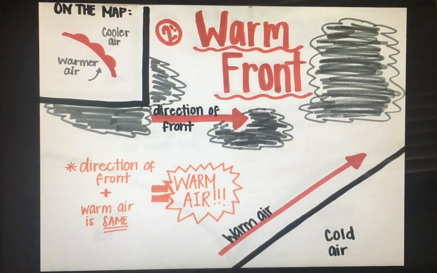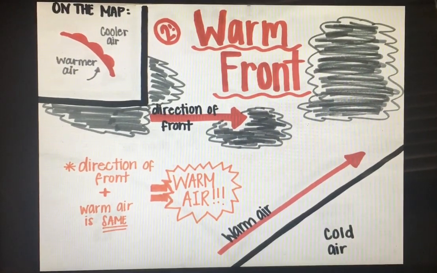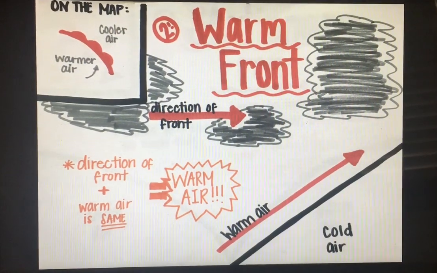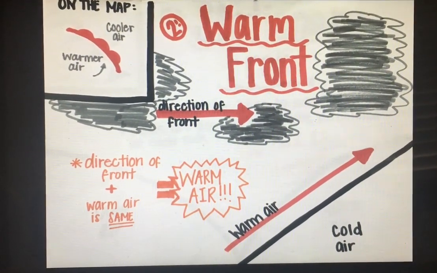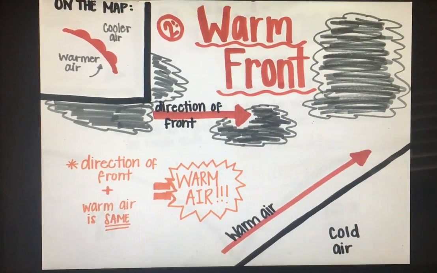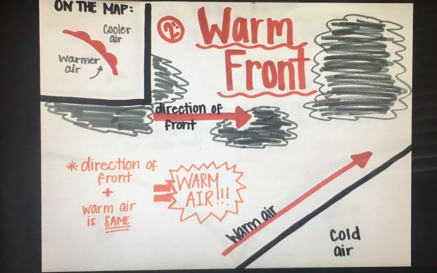A warm front is when the direction of the front and the warm air is the same. The cold air is coming from the opposite direction and the warm air takes over. In the top left, you can see the symbol for warm front on the map.